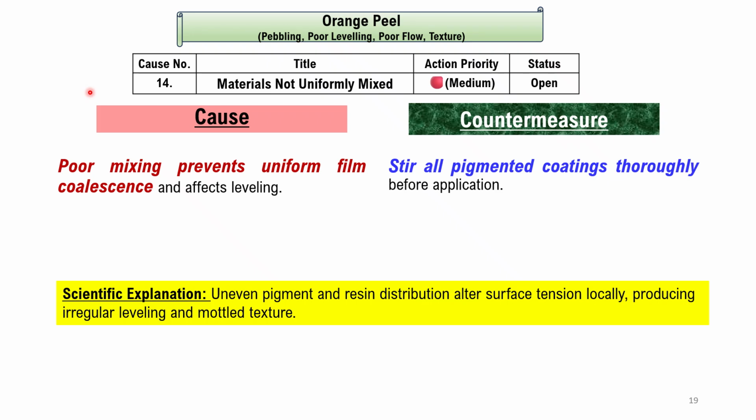Regarding orange peel, the 14th important cause could be materials not uniformly mixed. Poor mixing prevents uniform film coalescence and affects leveling. That is, uneven pigment and resin distribution alter surface tension locally, producing irregular leveling and mottled texture. Therefore, the recommended countermeasure is to stir all pigmented coatings thoroughly before application.